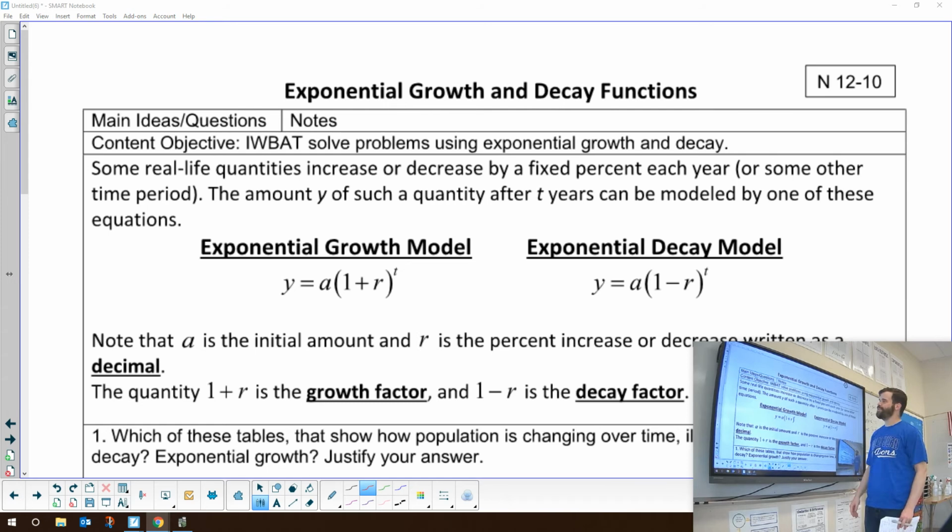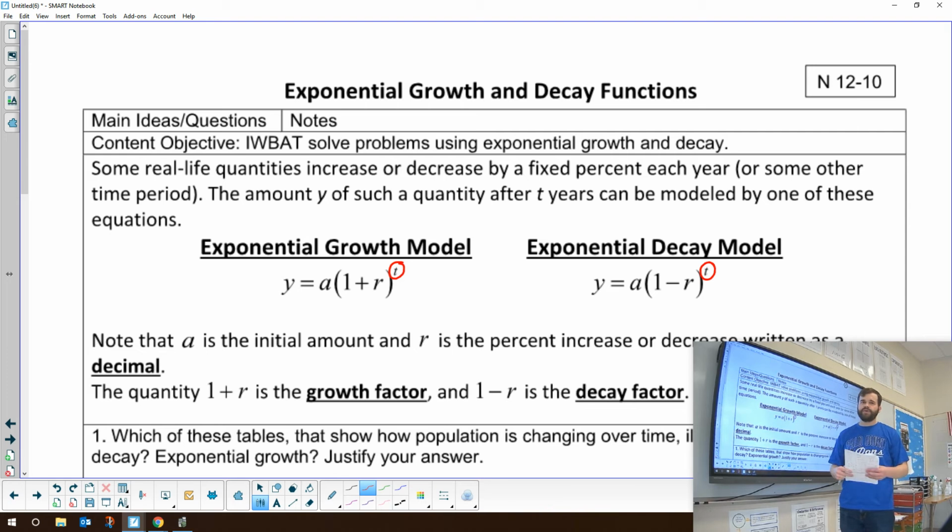Hey guys, today we are talking about exponential growth and decay functions. And it's exponential because as our time increases, it increases our exponent, an exponential factor of our function.